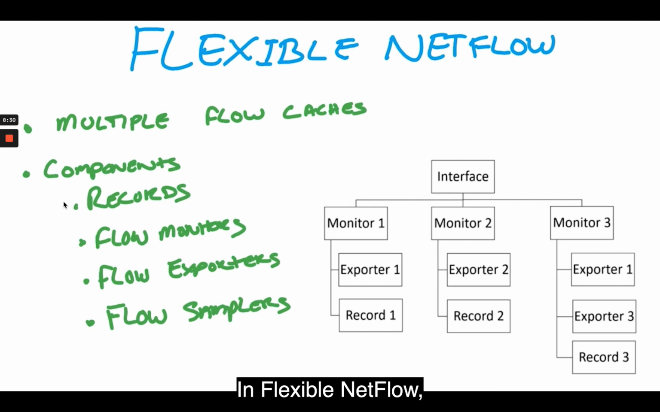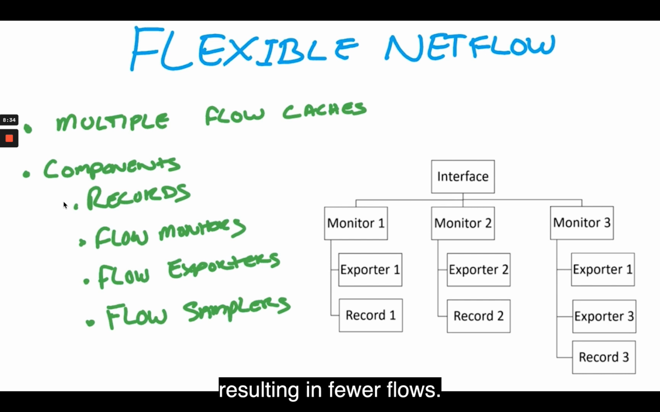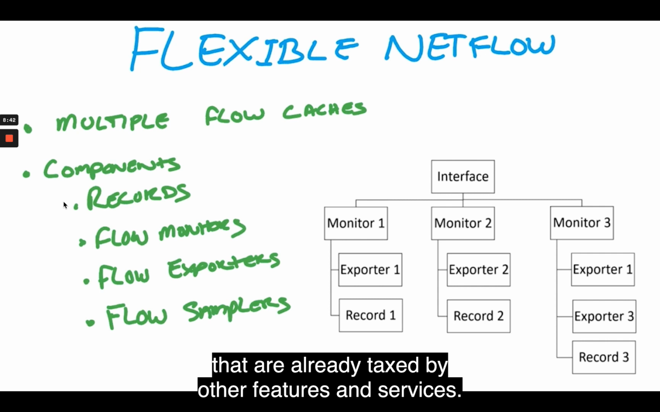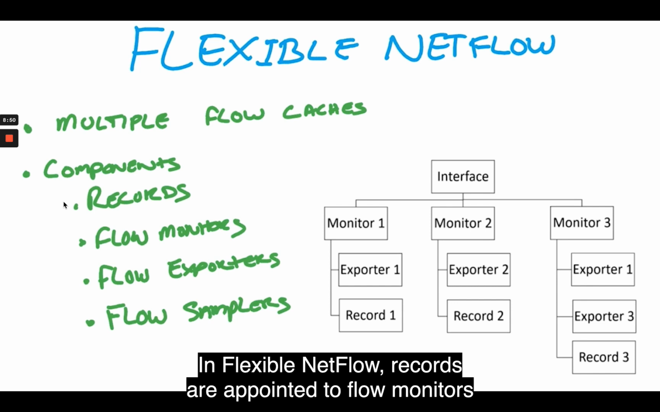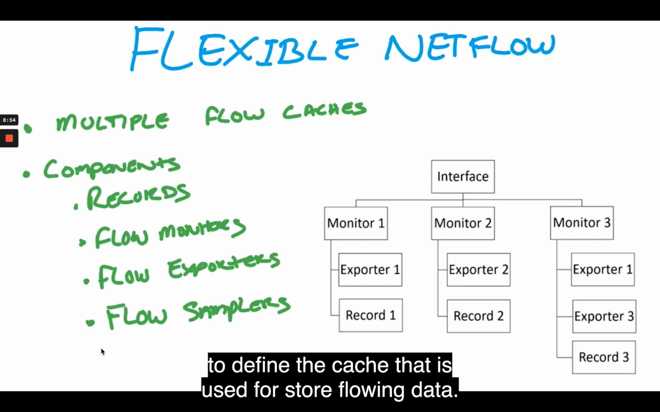In Flexible NetFlow, the administrator can specify what to track, resulting in fewer flows. This helps to scale in busy networks and use fewer resources that are already taxed by other features and services. Records are a combination of key and non-key fields. In Flexible NetFlow, records are appointed to flow monitors to define the cache that is used for storing flow data.